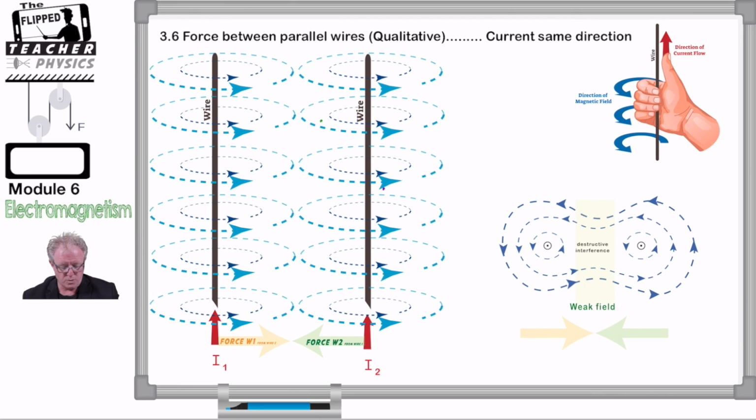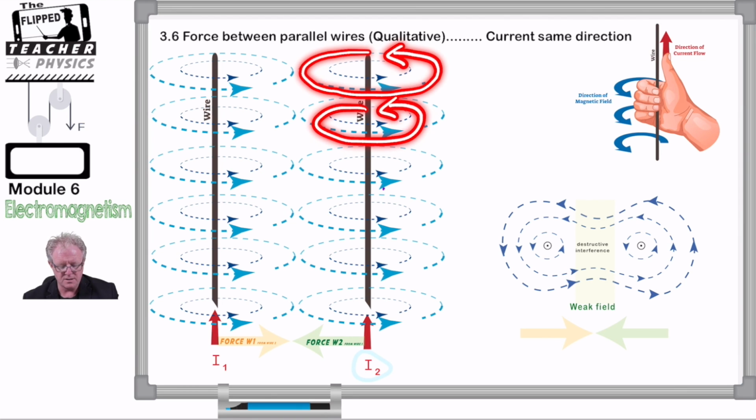So if we have our two wires both going in the same direction, let's get the laser, there it is. The field around both of these wires is anti-clockwise. So here it is, going anti-clockwise, going around in that direction at every point, anti-clockwise.